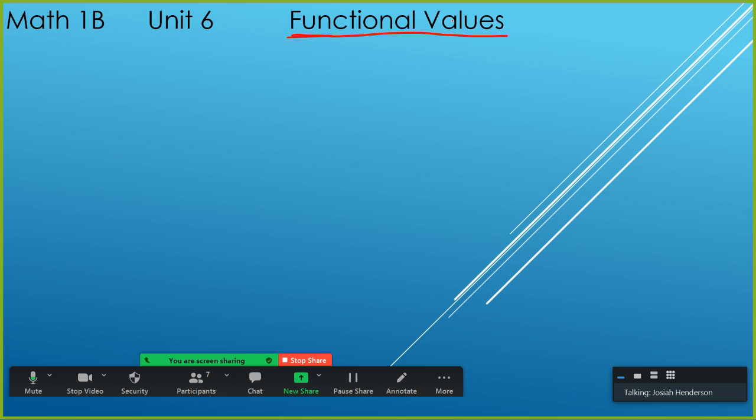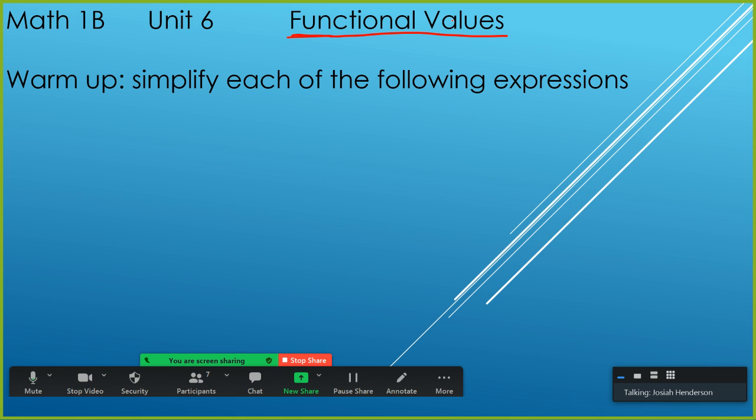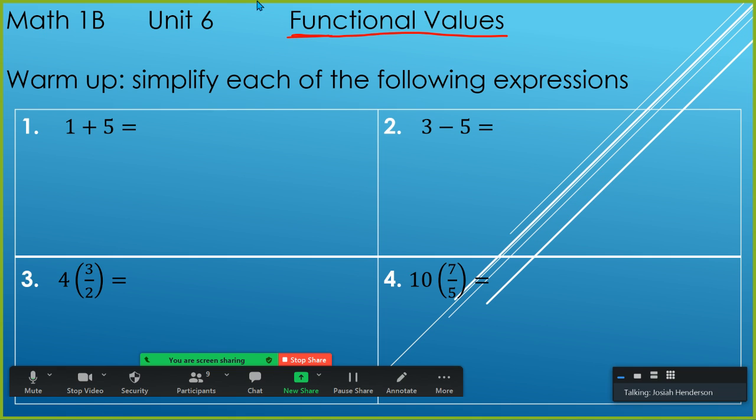Before we get started, I want to have you do a quick warm up, okay? A little algebra warm up because we're going to be doing this kind of algebra for today's lesson. So I'm going to put up four different small math problems, and I want you to practice each of the four of them. Here we go. Simplify each of the following expressions. Start with these four math problems.